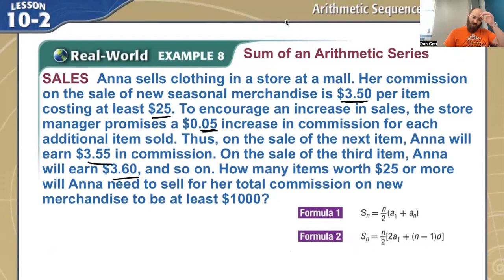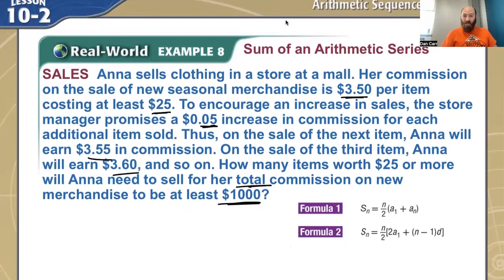How many items worth $25 or more will Anna need to sell for her total commission on new merchandise to be at least $1,000? Okay, and that's the total commission. So that means, again, we're talking about a sum here. In this scenario, the common difference, how much money she earns each time, is going to be the 5 cents each time. The first term is her first commission, which is $3.50.